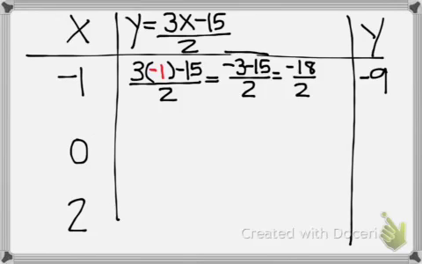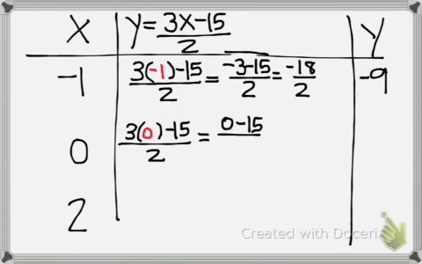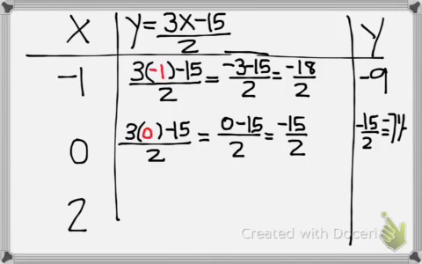Now let's plug in 0 for x. Plug in parentheses first. 0 is our value for x. 3 times 0 is 0. 0 minus 15 is -15. So y equals -15 over 2, or -7 1/2.